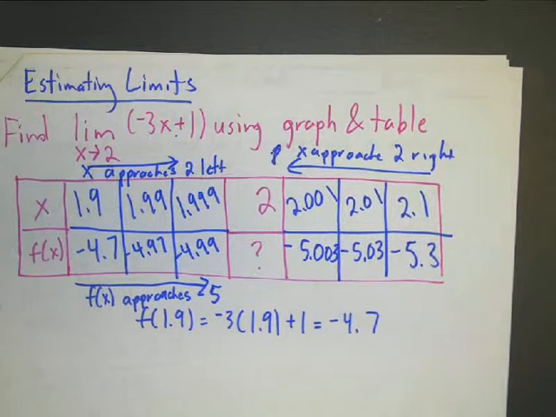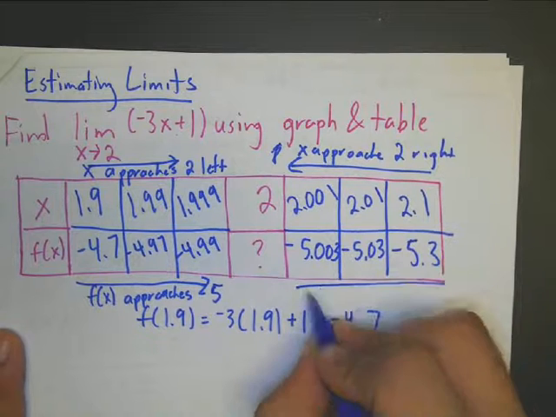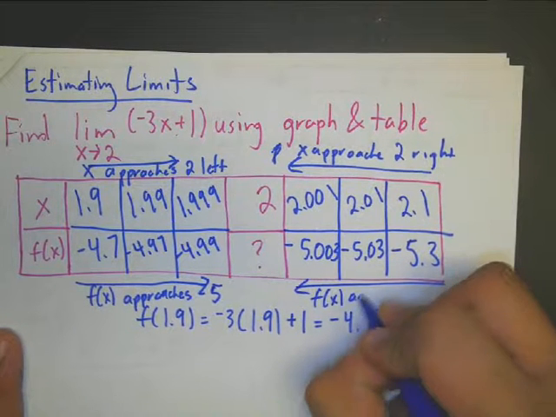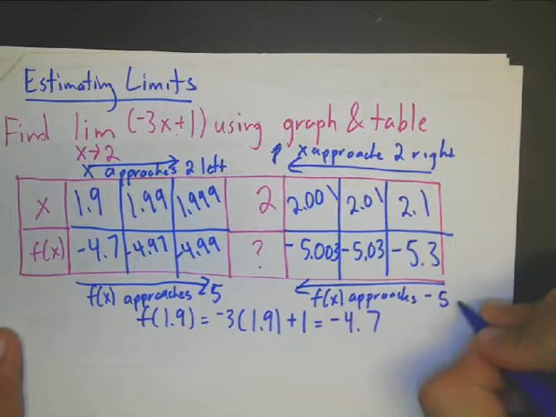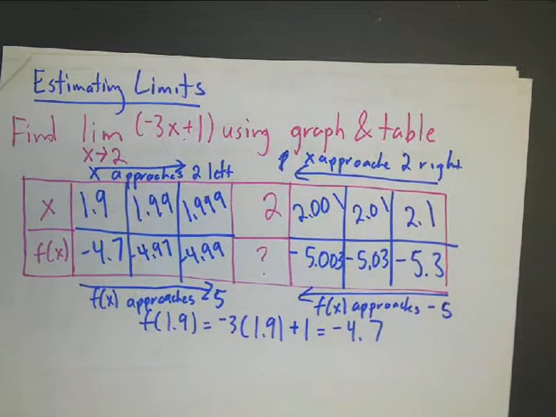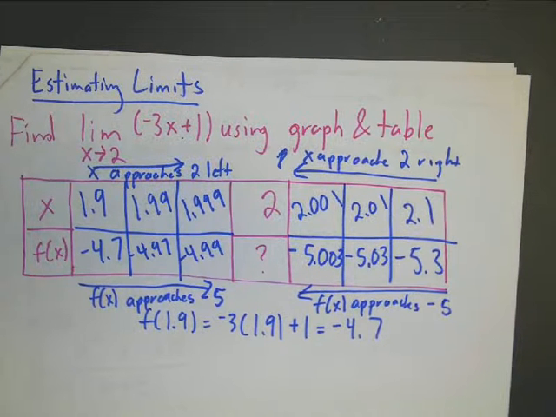So again, let me ask the question. What does it look like this is approaching? Negative 5. As x approaches 2 from the right, f of x approaches negative 5 as well. So it appears that this function is approaching negative 5 from both the left and the right. Is negative 5 equal to that equation? Well, that's a good question, because let's draw the graph and then I'll answer your question, all right? I promise.